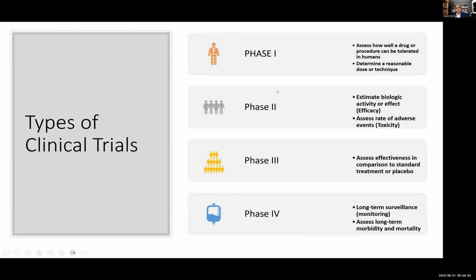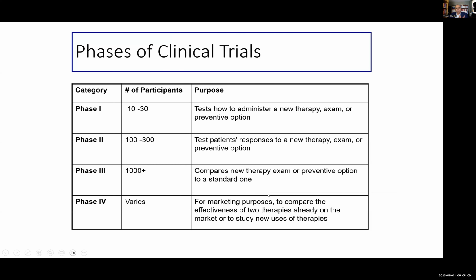What exactly are phase 1, phase 2, phase 3, phase 4? Phase 1 assesses how well a drug or procedure can be tolerated in humans, and determines the reasonable dose or technique. Phase 2 estimates biological activity, effect and efficacy. Phase 3 tests effectiveness in comparison to standard treatment or placebo. Phase 4 is long-term surveillance monitoring. So these are all types of clinical trials.